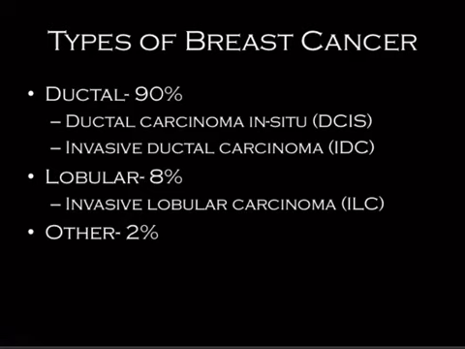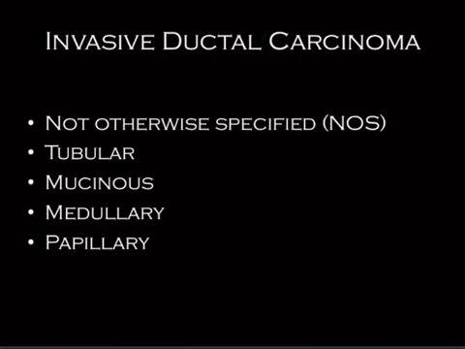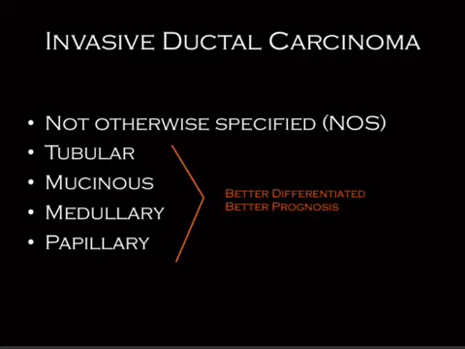So we've talked about DCIS. This would be more of a case of IDC. And I want to point out that the vast majority of the cancers are ductal. A minority are lobular cancers. So most cancers are NOS cancers. These other 4 types that I mentioned actually have a better prognosis because they are better differentiated.